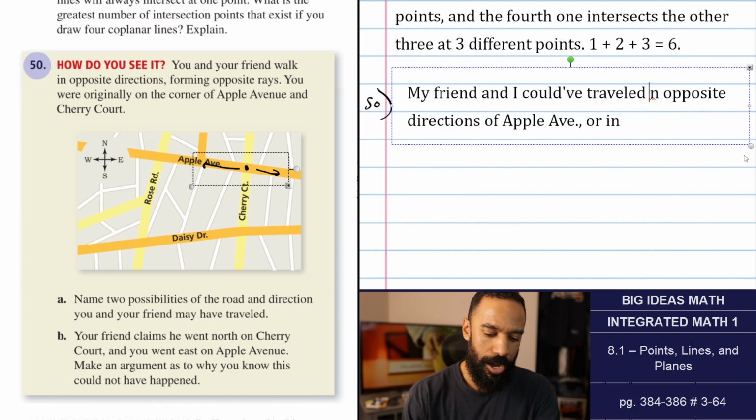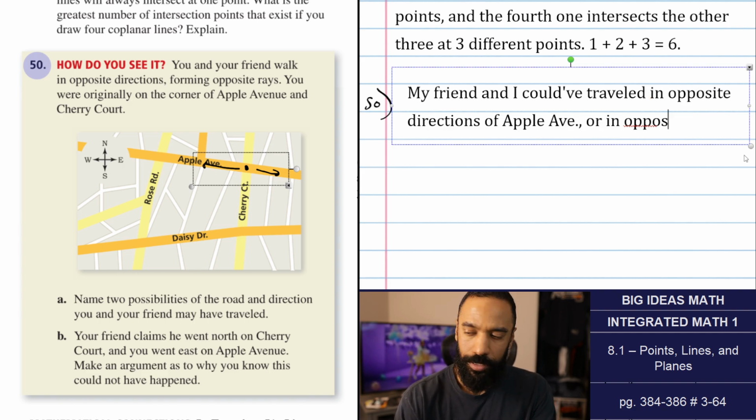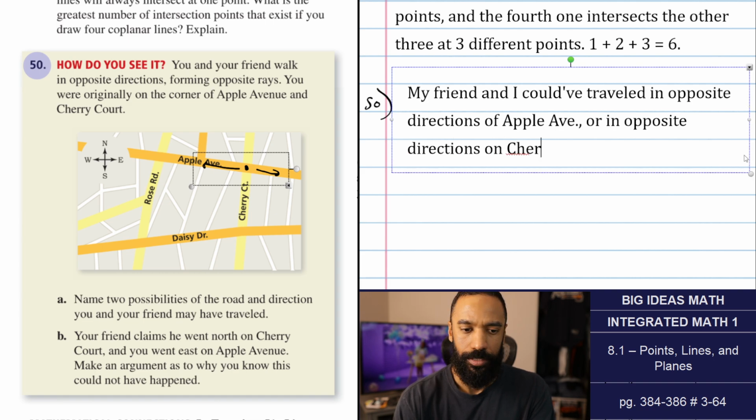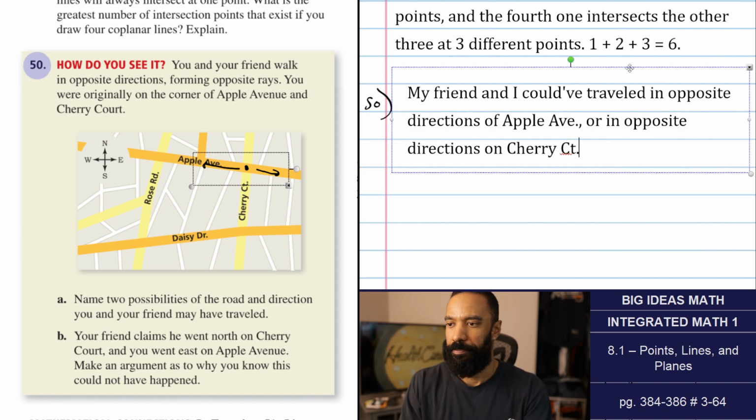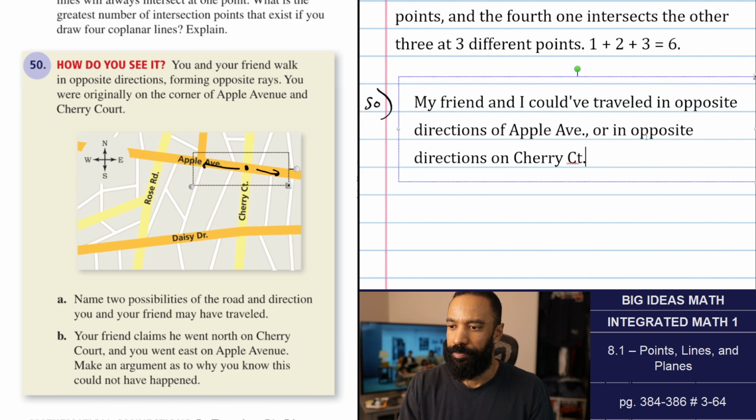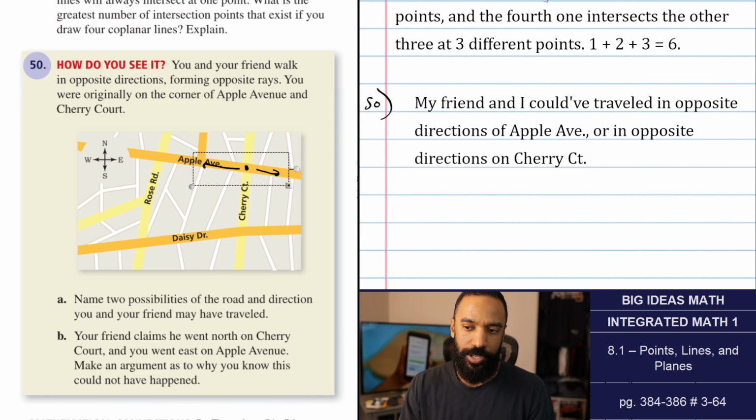In opposite directions, not on Cherry Court. Okay, it's part A. That's how I see it.